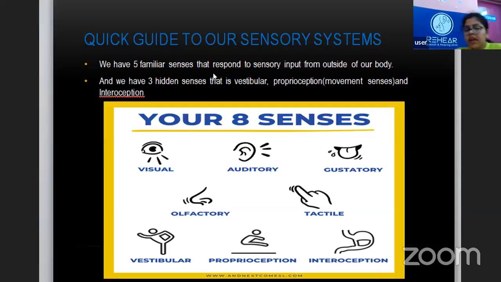So vestibular, proprioception, and interoception, we use on a daily basis without even realizing it. These three senses are very foundational senses, and they should be regulated. Otherwise, we can't understand the other five senses.